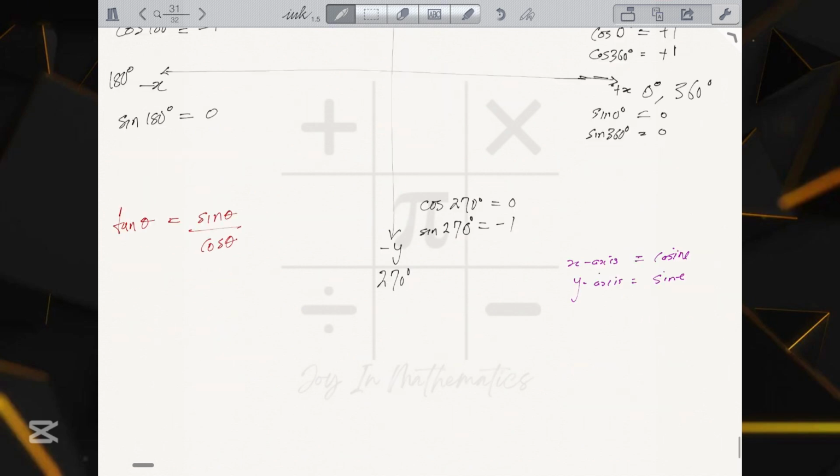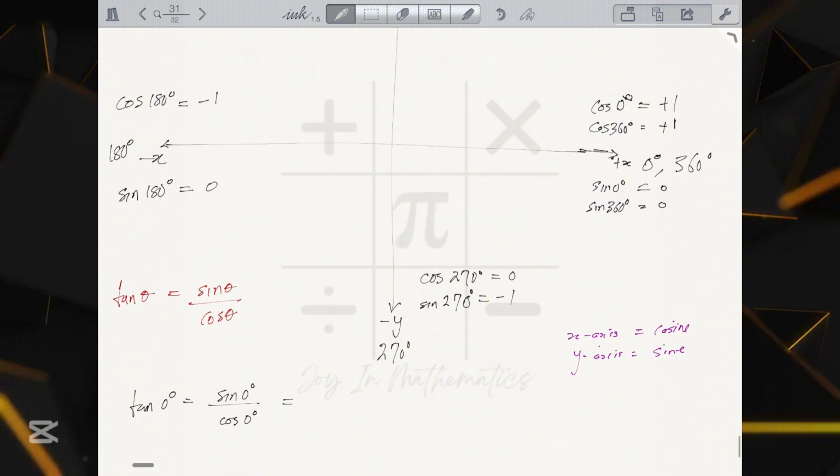So therefore, if we want to evaluate tan 0 degrees, let's move on. Tan 0 degrees will be sine 0 degrees divided by cos 0 degrees. So now looking at this, sine 0 degrees is equals to 0, cos 0 degrees is equals to 1.